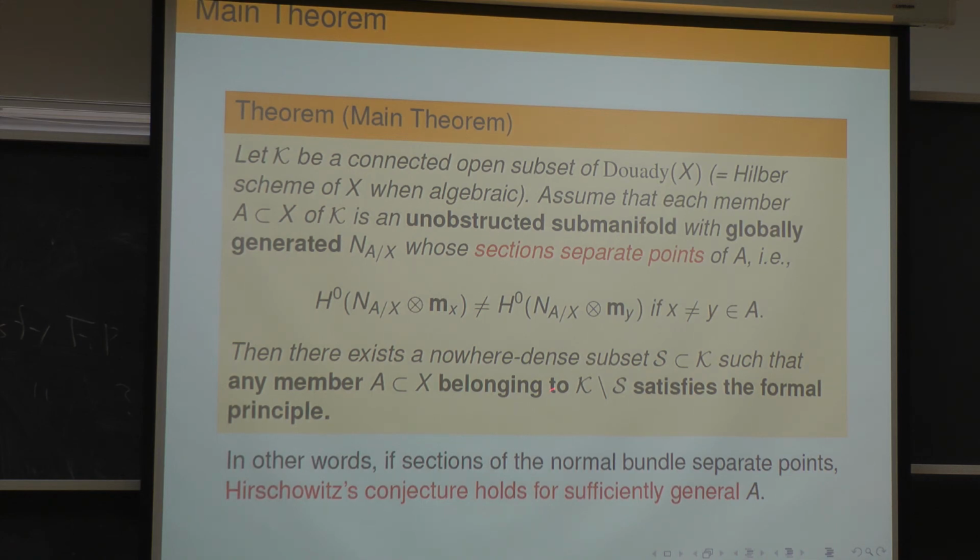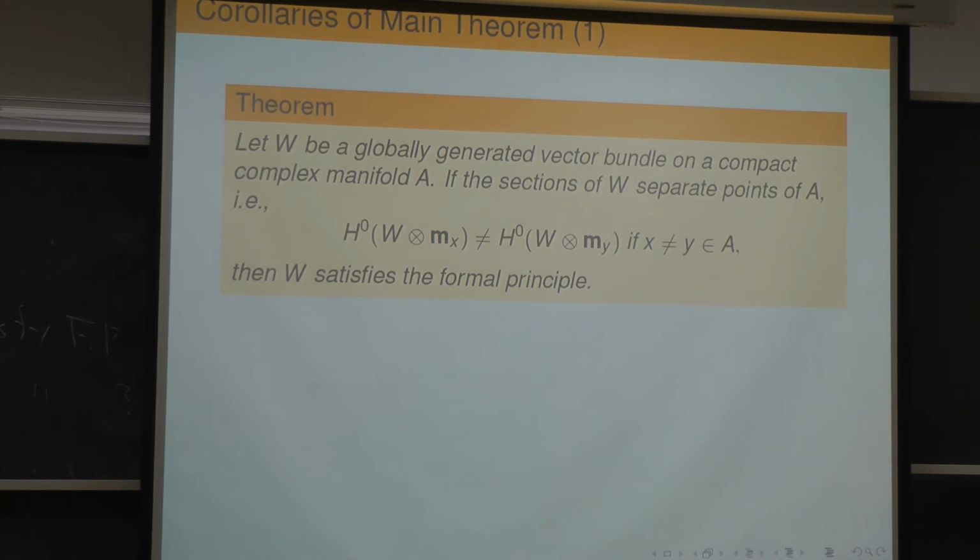Okay, so this is the result. And the result is slightly technical, but there are several corollaries. So the first corollary is that if W is a globally generated vector bundle on a compact complex manifold, and if the sections separate points, then the vector bundle satisfies the formal principle.